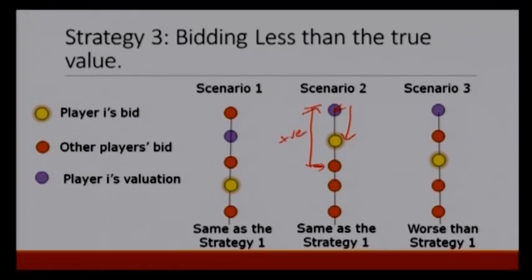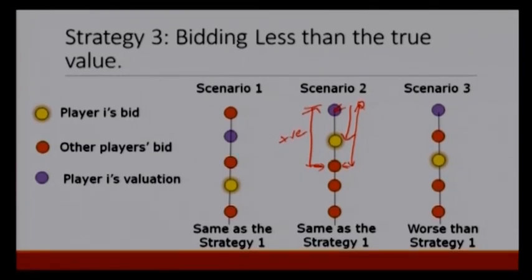If he had bid truthfully, it means he would have bid this much. Again he would have to pay the second highest amount, that remains same as this. Again his payoff would have been the same. So, bidding less than the true value is the same as bidding truthfully in scenario 2.